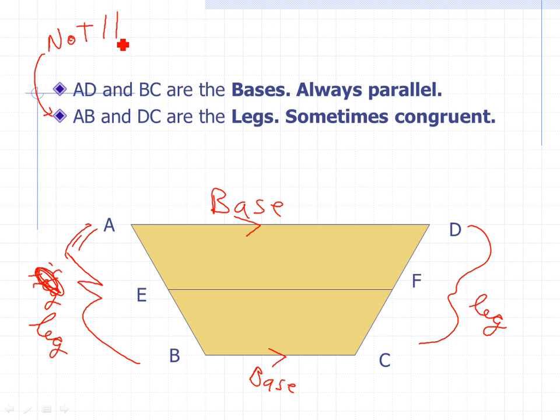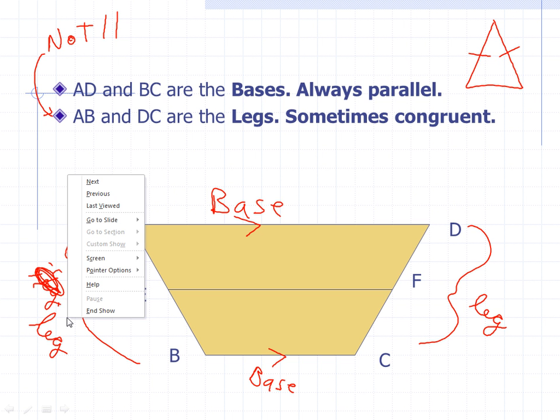Anybody have any idea what this trapezoid would be called if these two legs were congruent to each other? In a triangle, if two sides were congruent, what kind of triangle was it called? Isosceles. Guess what a trapezoid is called if its two legs are congruent? Isosceles. We're going to talk about that here in a second.